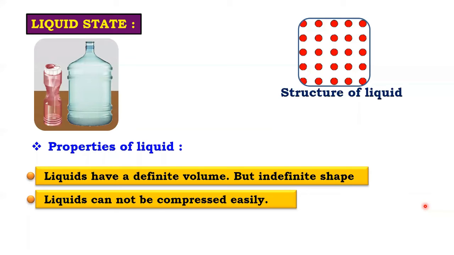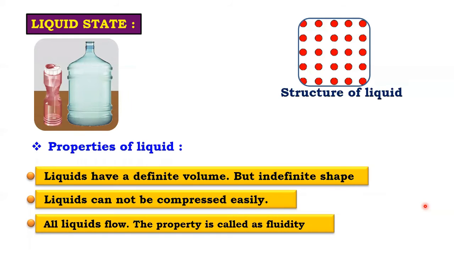Fine, let's move ahead. All liquids flow. Any liquid will flow, whether it is water, kerosene, petrol, it can be shampoo, it can be oil, it can be honey, it can be medicinal syrups, it can be anything, right? So any liquid substance tends to flow.